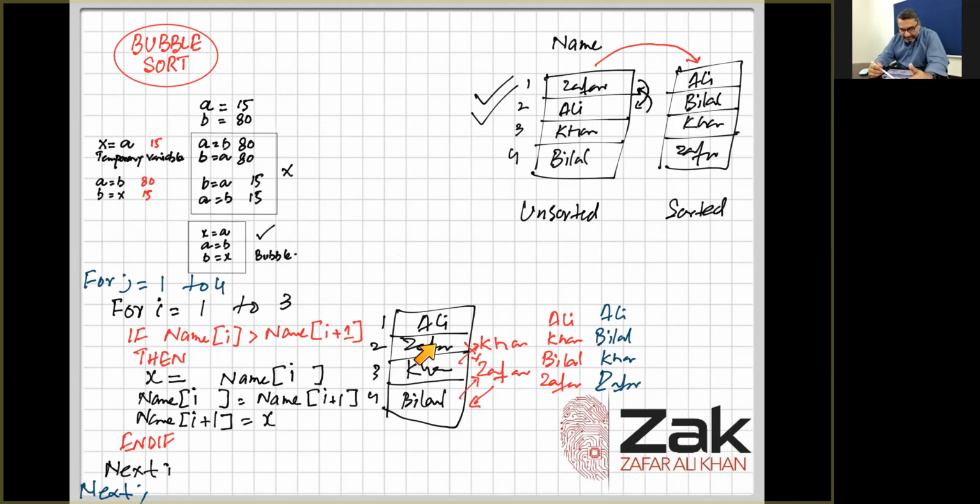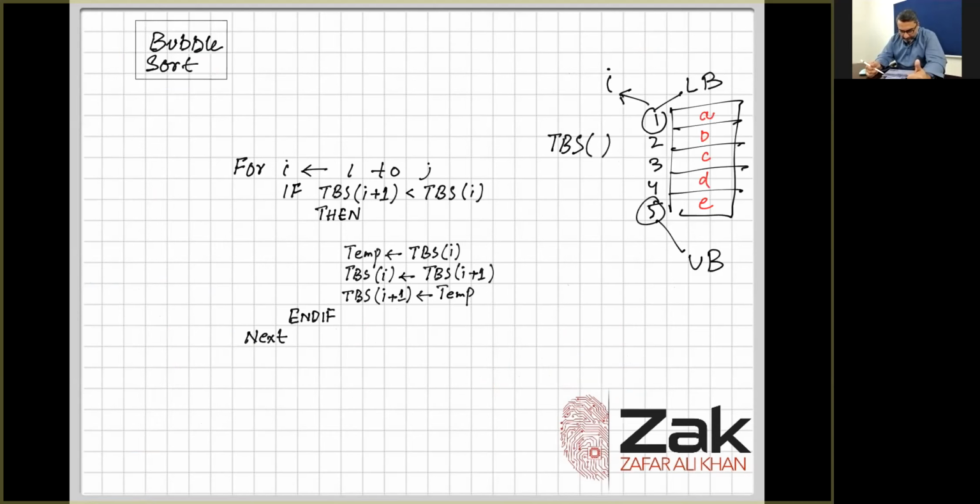We checked these two, nothing has happened. We checked these two, Khan came up and went down. And then Zafar and Bilal, when they were checked, Bilal came up and Zafar went down. So whatever the largest value is in the first cycle of the outer loop, it goes to the end. So we don't have to check these values up till that last element.